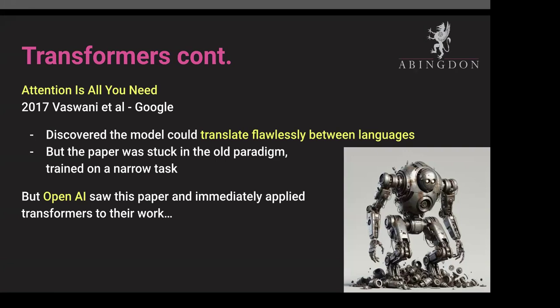In this case, it was to learn how to translate between different languages. And what they discovered in the paper is phenomenal: you could translate flawlessly between different languages using this new method. But as I say, it was stuck on this narrow task. Of course, Ilya and the OpenAI lot read this paper, which was just put out on arXiv like everything else, and they picked it up immediately and applied transformers to what they'd been doing with next word prediction.